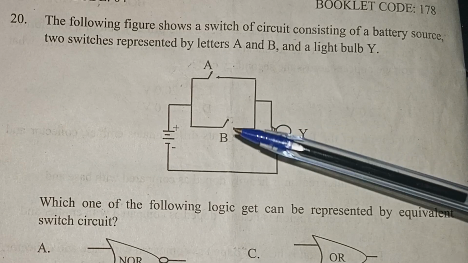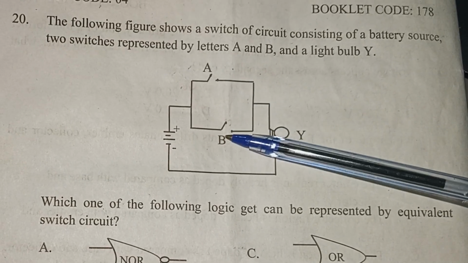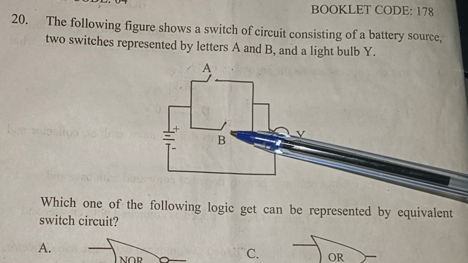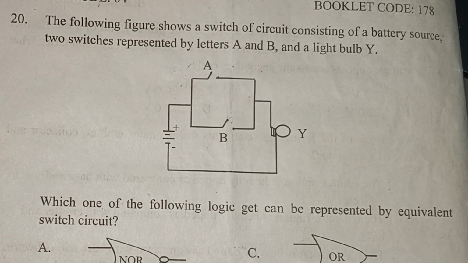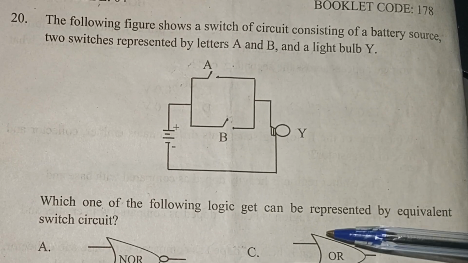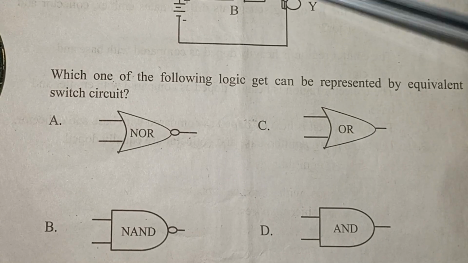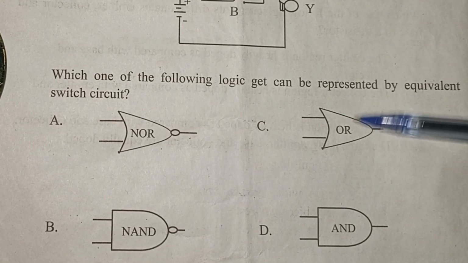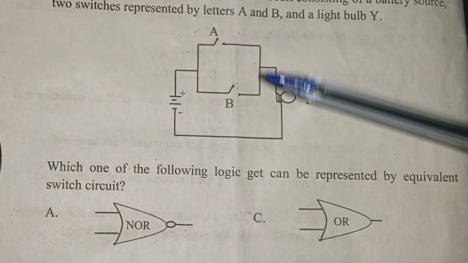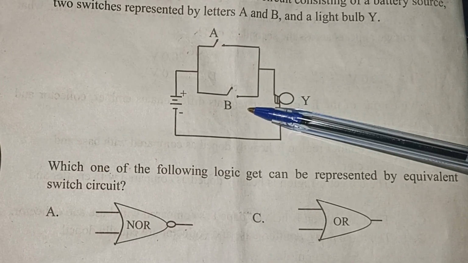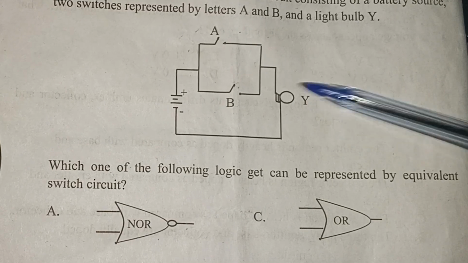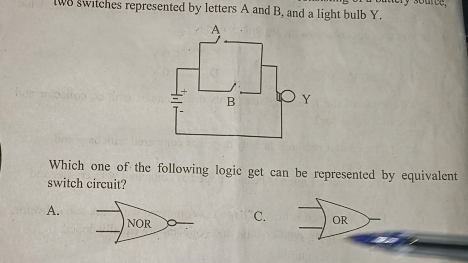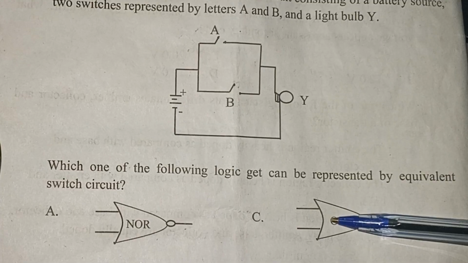As we know, two switches in parallel represent the OR gate of the logic. That means it is equivalent to the OR gate. Two switches in parallel always represent the OR gate. That means either A or B works to light up the bulb Y. So we call it an OR gate.